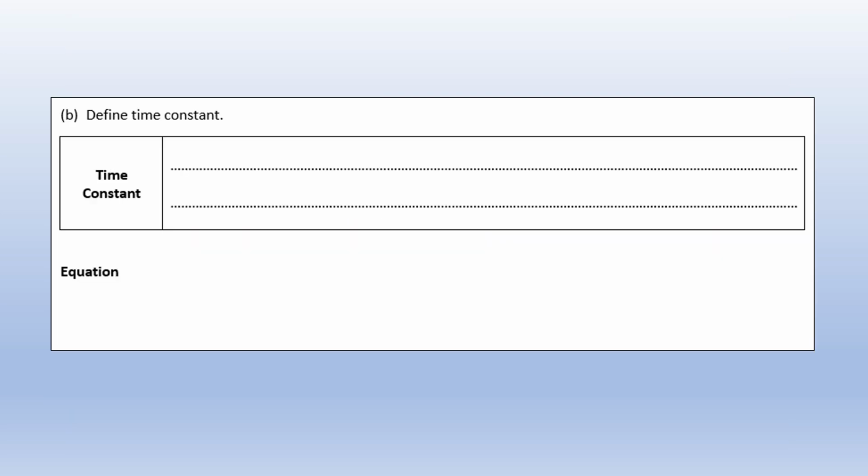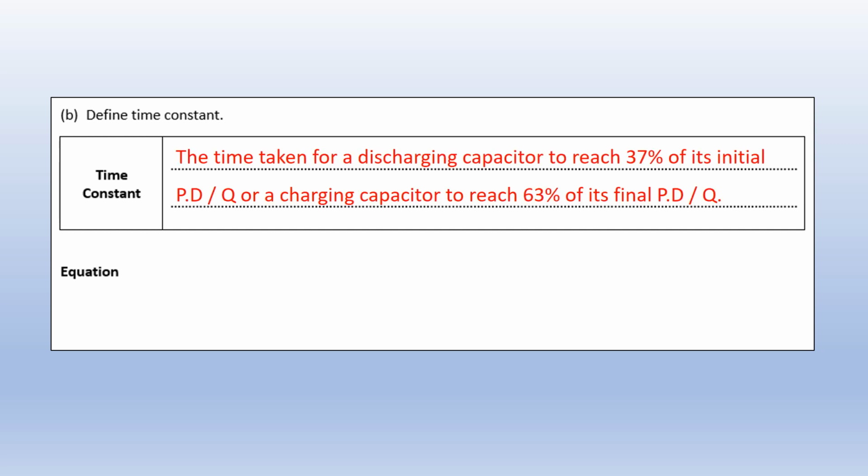Okay, the thing we use to describe how effectively a capacitor can charge or discharge, or the rate at which it does those things, is the time constant. We can define it in two ways: the time taken for a discharging capacitor to reach 37% of its initial PD or charge, or the time taken to reach 63% of the final PD or charge when you're charging it. Either of those works, and it turns out that the value of the time constant is equal to the resistance times the capacitance in your circuit.